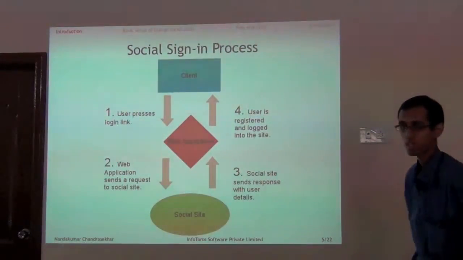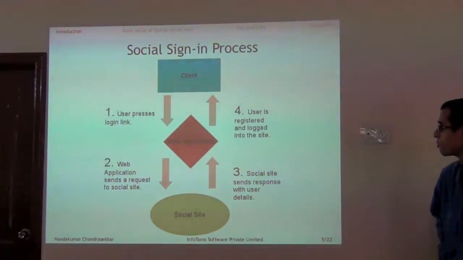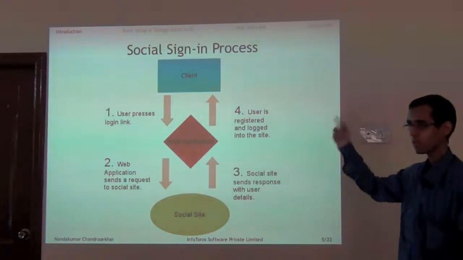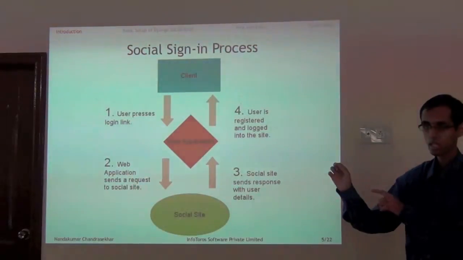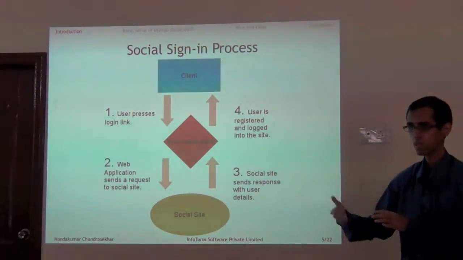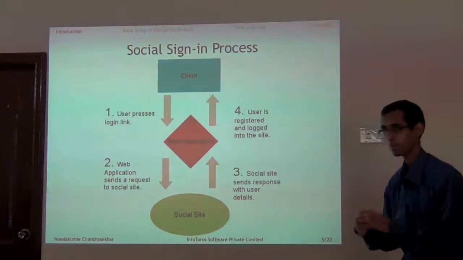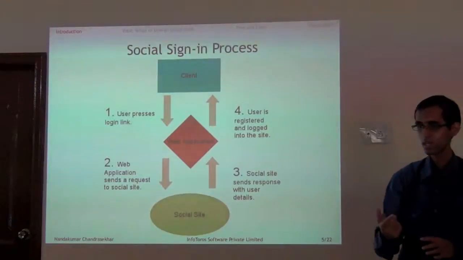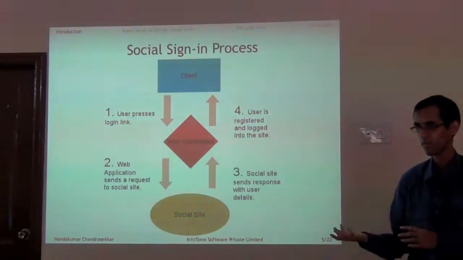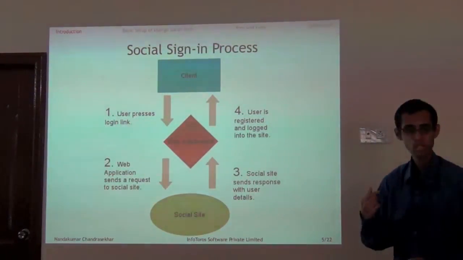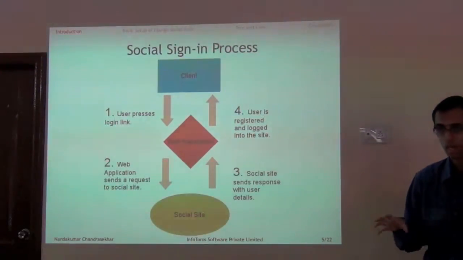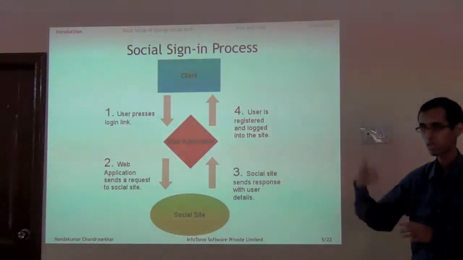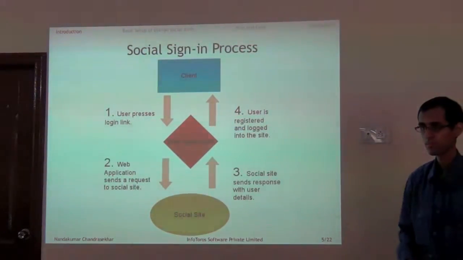So how does the social signing process work? Now, what happens is you are working on a computer, the client, you basically press the link, log in with Facebook. That's the request to the web application. The web application then uses django-social-auth to send a request to the social site, so Facebook. The social site then returns a response with the user details that are requested. The web application processes those responses and then the user is logged in.